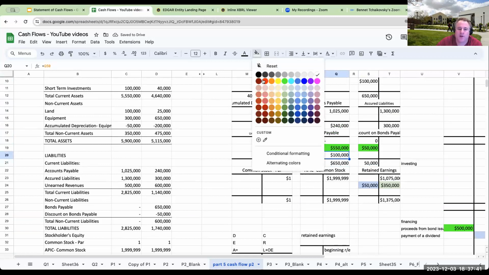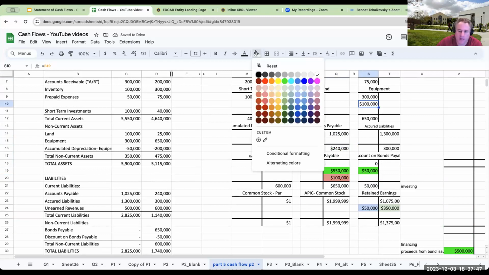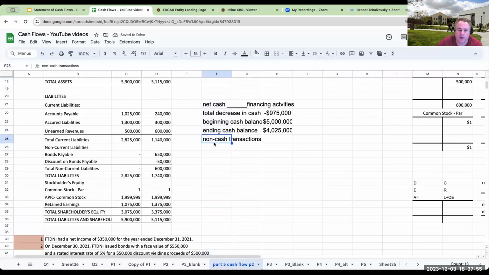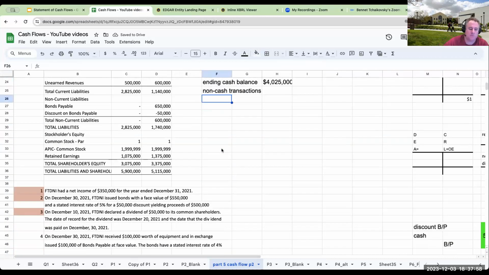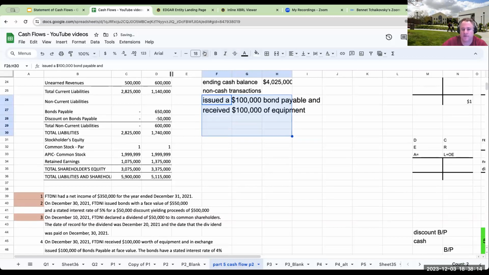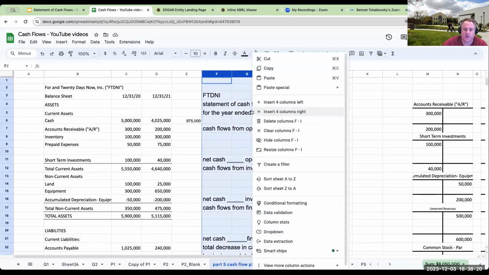This is a non-cash transaction, so I want to avoid the temptation of inputting anything into the cash T account, because this did not impact cash. Coming to the very bottom, I basically say: issued a $100,000 bond payable and received $100,000 of equipment. However you want to word it, if you want to copy what's in the description, that's absolutely fine. Okay, so we've done that last one, the non-cash transaction.